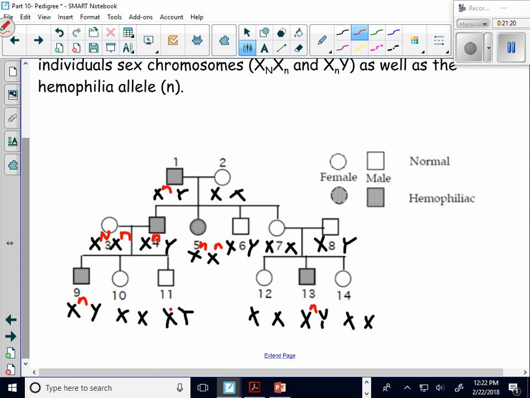Let me ask you this. Can I go through and look at any box that is not shaded and put a capital N? I can do that, right? Well, let's do that. Here's a box not shaded. Here's a box not shaded. Okay? So I got those. Let's go back to 10 now.